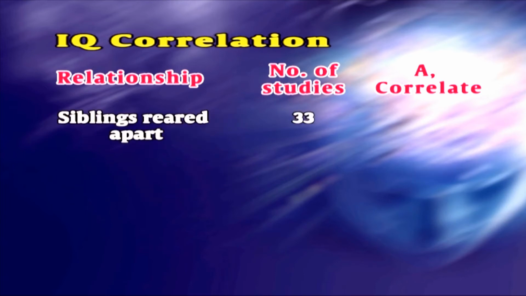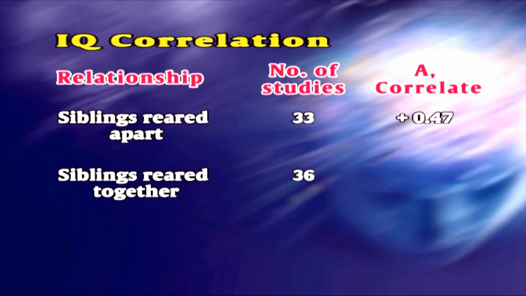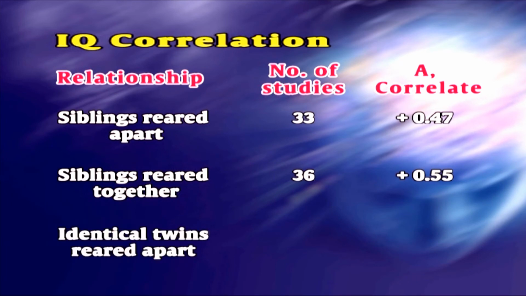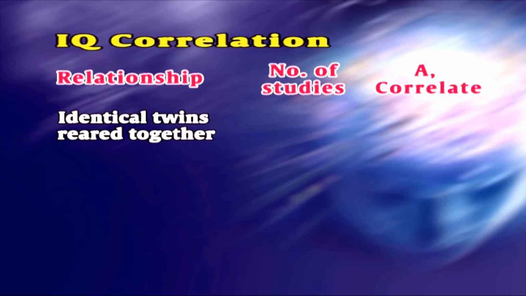Then siblings reared apart, we have a correlation of 0.47. Then siblings reared together, plus 0.55. Then we have identical twins reared apart, 4 studies in all, and the correlation comes to plus 0.75. Then identical twins reared together, there are 14 studies, and the correlation shows plus 0.87.